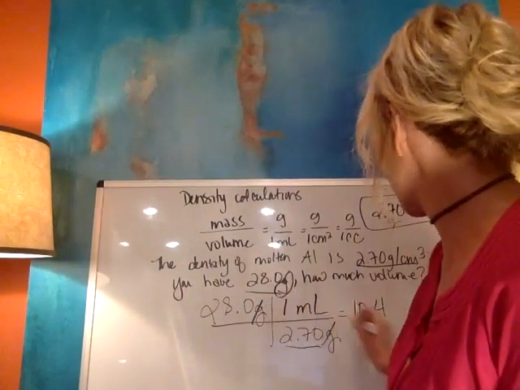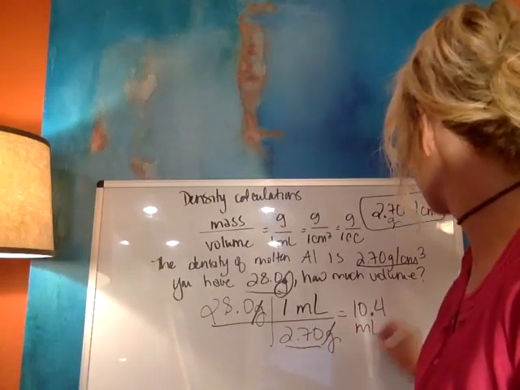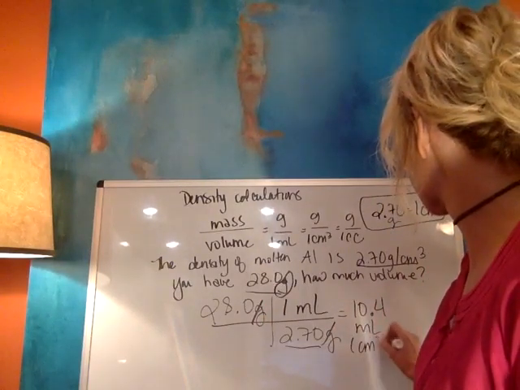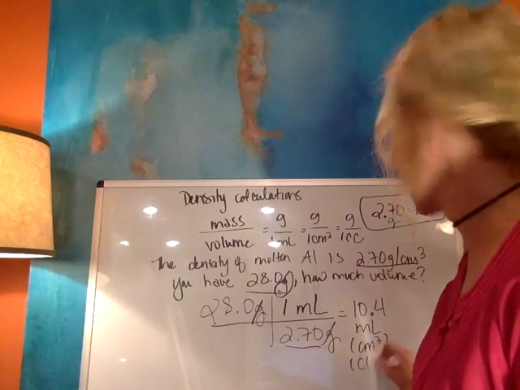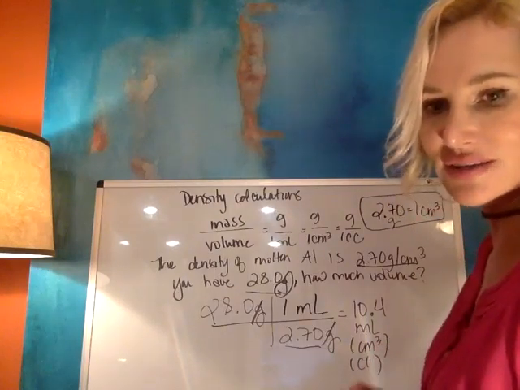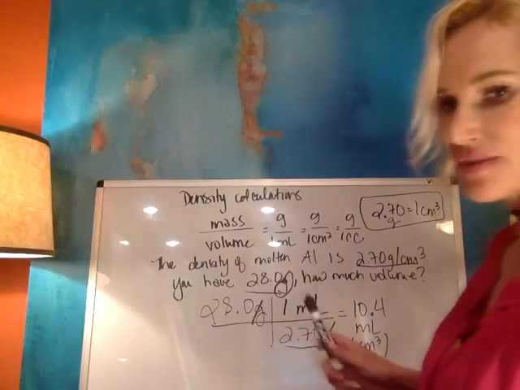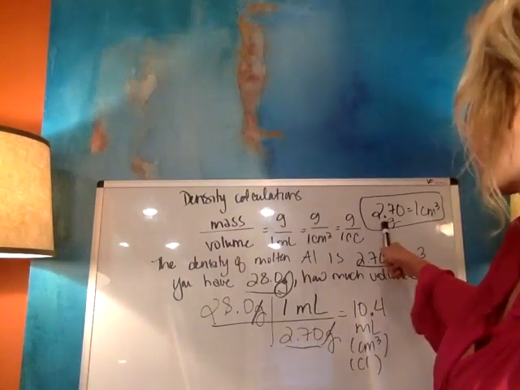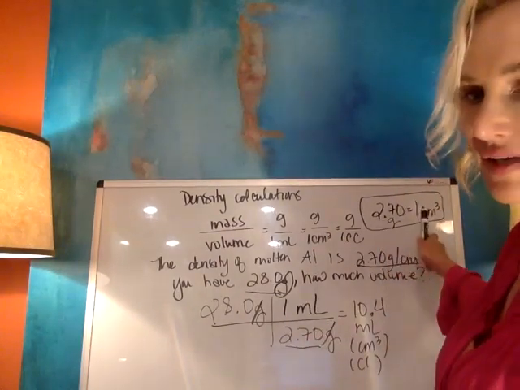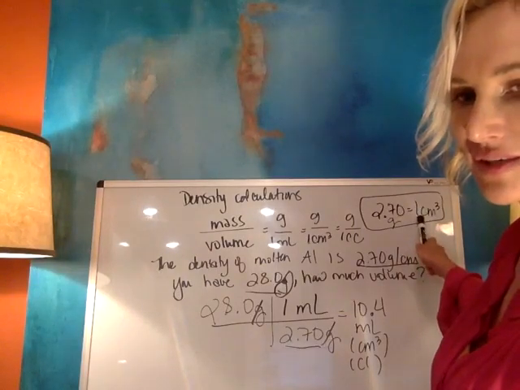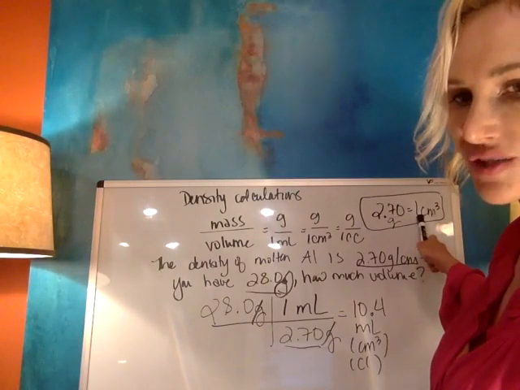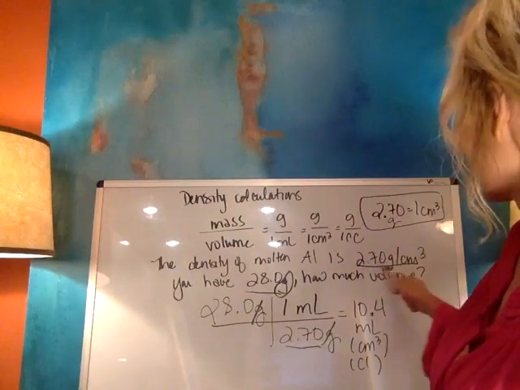Notice grams have canceled out, so we have milliliters. Or we could say cubic centimeters. Or we could say cc. All are correct. So as soon as you see density, I always tell my students to immediately write it like this. Write it as however many grams equal 1 milliliter or 1 cubic centimeter, so that you quit seeing it as just a number that you're not sure how to use.